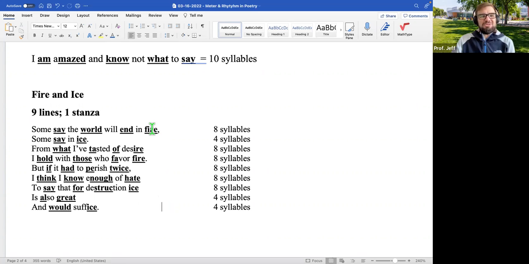We've got some repeated words here. Fire, very clearly a symbol. Ice, very clearly a symbol. Then he introduces this word desire and fire, which rhyme together.